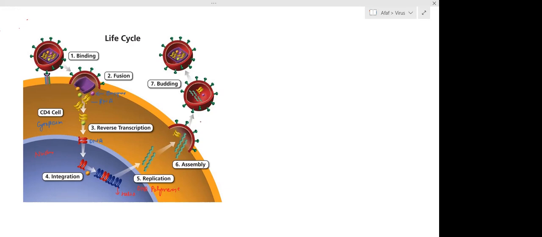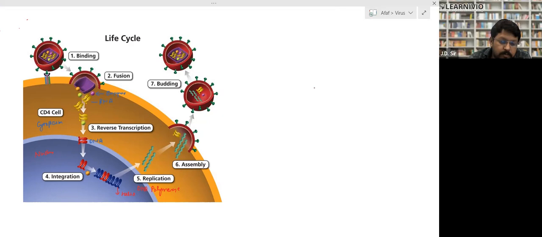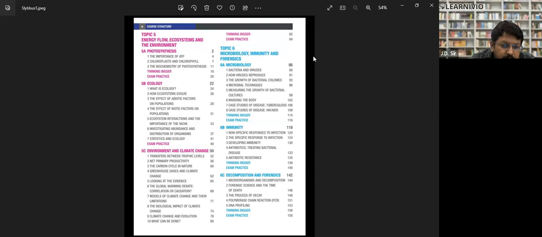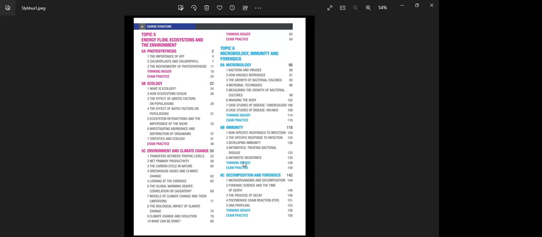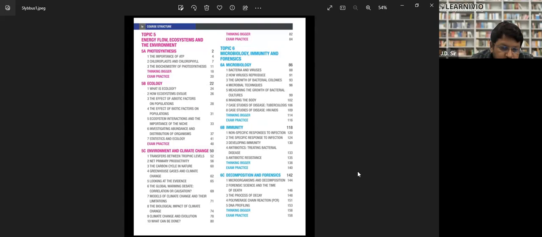Okay, done. Let me open the steps. I have the steps as well. Energy flow, ecology, environment, and climate change, we did it, right? Microbiology, we're about to do it, right? Immunity and decomposition. There are two topics left with that, right? Then after that there are topics 7 and 8 as well.